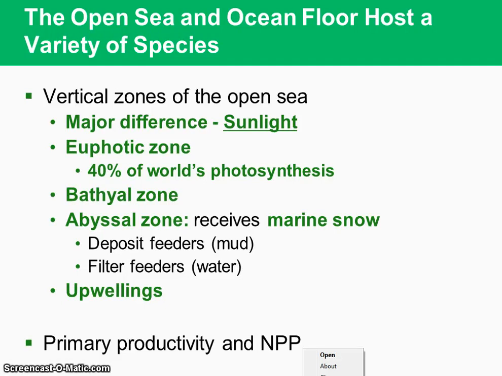Sorry about that. So let's go back to the vertical zones of the open sea again. We were talking about the different zones, how after you leave the coastal region, we start naming the stratified layers based on the amount of sunlight that they get. So the very top layer is going to be your euphotic zone. In other words, true sunlight. They're going to have a lot of sunlight there.